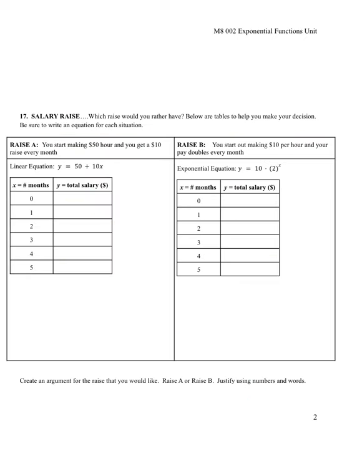All right, now we're looking at exponents in the real world, okay? So suppose you're working a job. Which raise would you rather have? Below are tables to help you make your decision. Be sure to write an equation for each situation. So raise option A is you start at $50 an hour and you increase $10 raise each month.